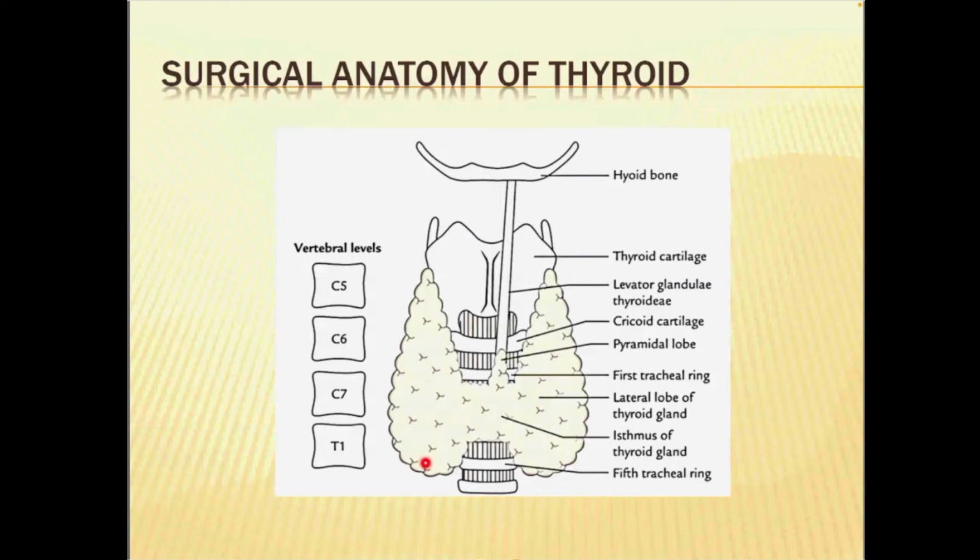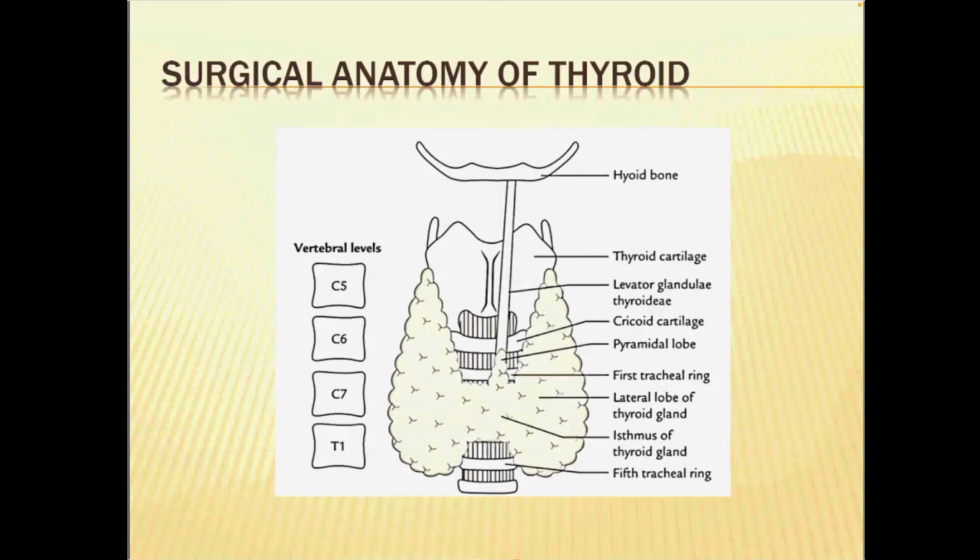Another important structure is called the levator glandulae thyroidae. This is a remnant of the pathway from which the thyroid gland descends down. So the important surgical anatomy of the thyroid is that the gland extends from the C5 vertebra to the T1 vertebra, and there are four lobes: right, left, isthmus, and pyramidal lobe.